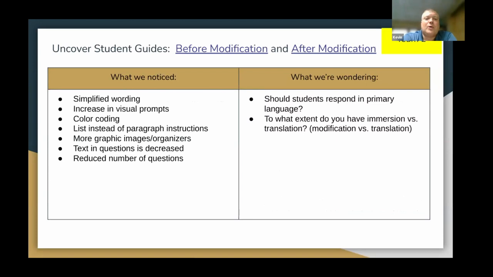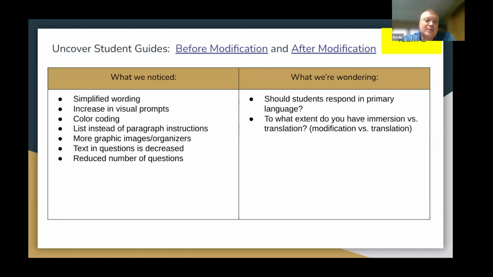Other things, simplified wording, visual prompts, color coding. Looks like we're seeing a lot of the same things. Lists instead of paragraphs. Yep. Think about your special ed modification. How often do you see chunking of instruction and things like that for a modification? Well, what's good for the ML students is good for the SPED. What's good for the SPED is good for the MLs. So both of those work.